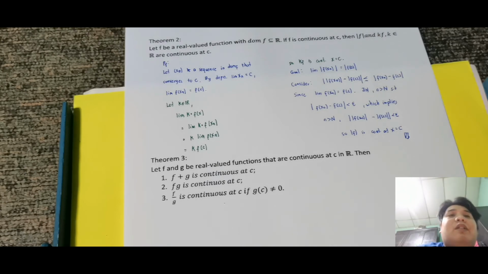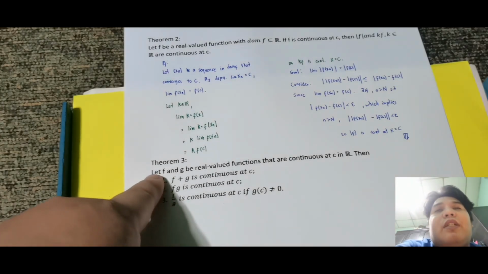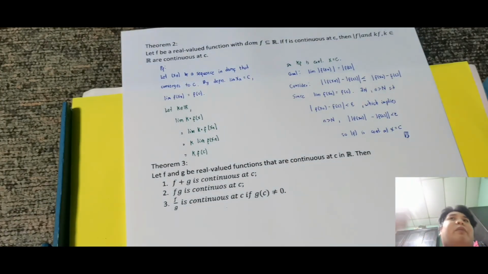So hindi natin basta kukuha ng x sub n sa domain lang ng f, o sa domain lang ng g. Hindi pwedeng ganun. Kailangan gagawa ka dito ng sequence sa intersection nung dalawa. Okay, domain ng f tas domain of g. Ganun dapat yung gagawin natin. Kukuha ka ng sequence sa intersection nung dalawa. Kasi nga, sum, product, tapos quotient yung kinukuha natin.